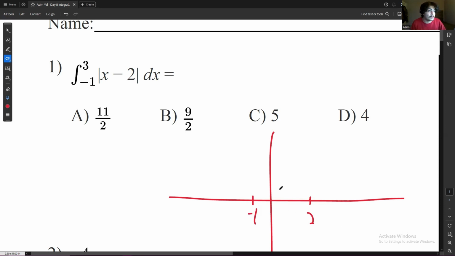What would happen if I plug in -1? I get -1 minus 2, which is -3, and the absolute value of -3 is 3. So I'll write 3 over here. This will be my point at 3. And ultimately I have to find the value for x equals 3. If I plug in 3 for x, 3 minus 2 is 1, and the absolute value of 1 is 1. So at x equals 3, it's going to be 1.